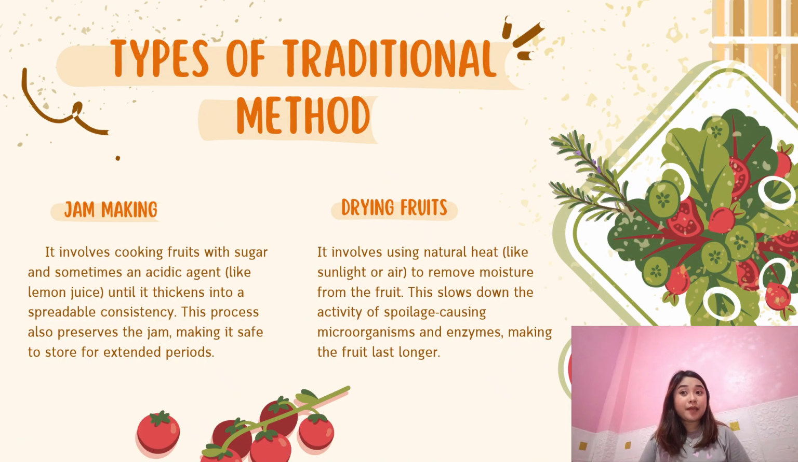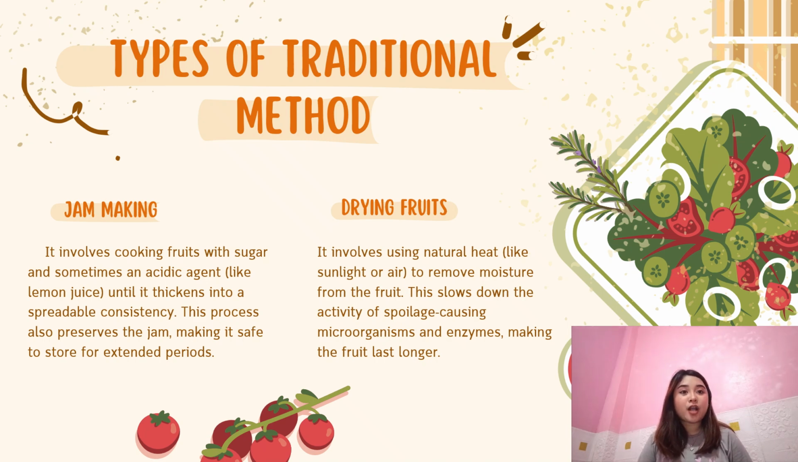So there are two types of traditional method, which are jam making and drying fruits. In jam making, it involves cooking fruits with sugar and sometimes an acidic agent like lemon juice until it thickens into a spreadable consistency. This process also preserves the jam, making it safe to store for extended periods.